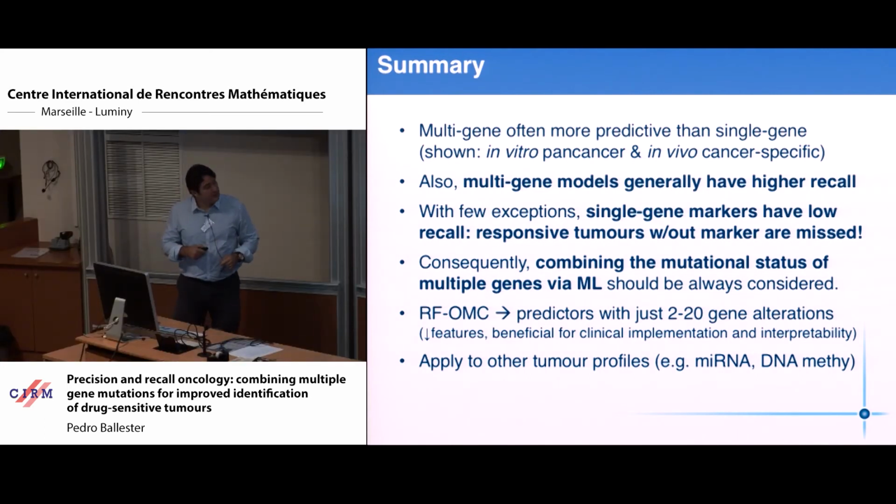And this variant of random forest has this advantage. In some cases it's better than when we are using all features with random forest, but it also has the advantage that it gives us a gene list, so how many genes are actually the most predictive for a particular case, which is beneficial for clinical implementation and interpretability of the data set. And the methodology can also be applied to other tumor profiles like microRNA, DNA methylation, etc.